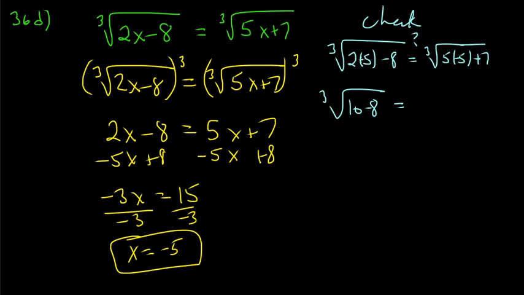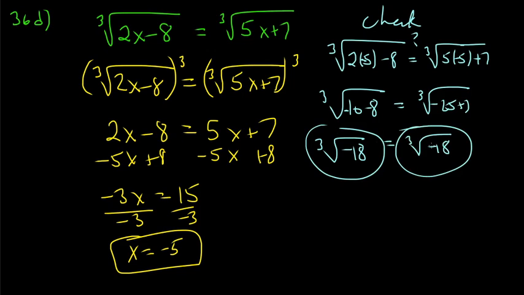Oh, I'm sorry, negative 5. So negative 10 minus 8, which is negative 18. I think that's right. And then the cube root of negative 25 plus 7? Well, that's also negative 18. So whatever the cube root of negative 18 is, it's the same number on both sides, right? And it is a real number.